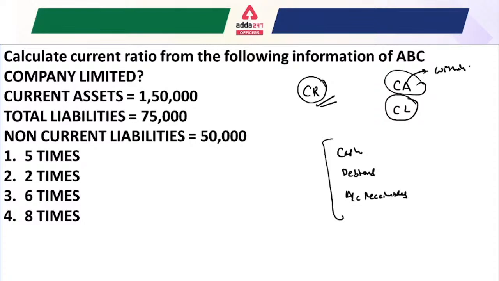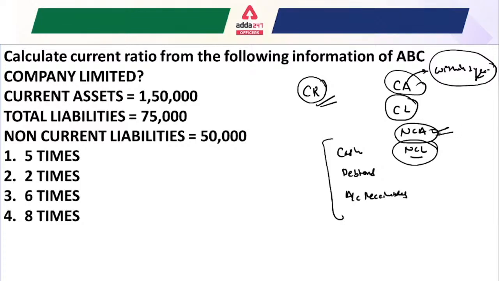So whenever we are talking about current, that means we are talking about within 1 year. And whenever we are talking about non-current assets as well as non-current liabilities, that means assets which we can convert into cash beyond 1 year, or say after 1 year. Okay, so all those assets are known as non-current assets, like your fixed assets.